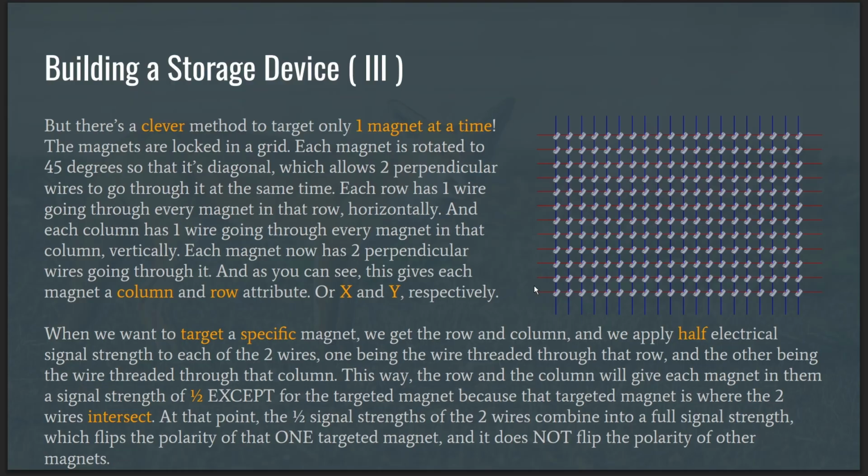Anyway, we want to target a specific magnet. To do that, we get the row and column, and we apply half electrical signal strength to each of the two wires, one being the wire threaded through that row, and the other being the wire threaded through that column. This way, the row and the column will give each magnet in them a signal strength of 1/2, except for the targeted magnet, because that targeted magnet is where the two wires intersect. At that point, the half signal strengths of the two wires combine into a full signal strength, which flips the polarity of that one targeted magnet, and it does not flip the polarity of the other ones.